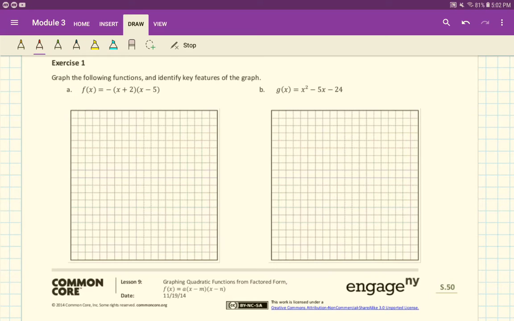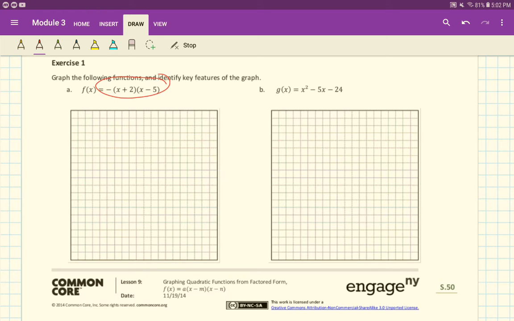This next video, we will continue our look here at lesson 5 in module 3, where we are graphing quadratic functions. So in this exercise, we are asked to graph these functions and identify their key features. So it'll be like domain, range, max, mins, zeros, increasing, decreasing, end behavior, all that stuff. So we'll do all that.